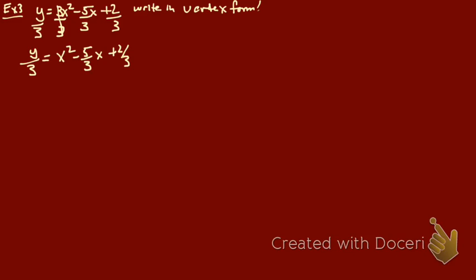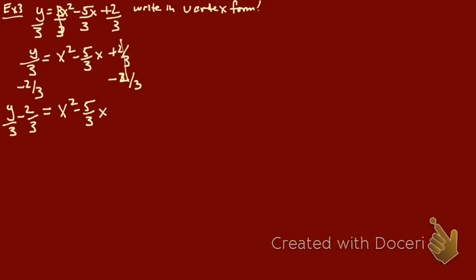Alright, well, first step is done. At least I got my 1x squared. Now what I want to do is make room for completing the square. So I'm going to subtract that 2/3 from both sides, leaving on the right what I want, the x squared minus 5 over 3x. And on the left, I'm going to have y over 3 minus 2/3. And I'm going to just leave that as is for right now.